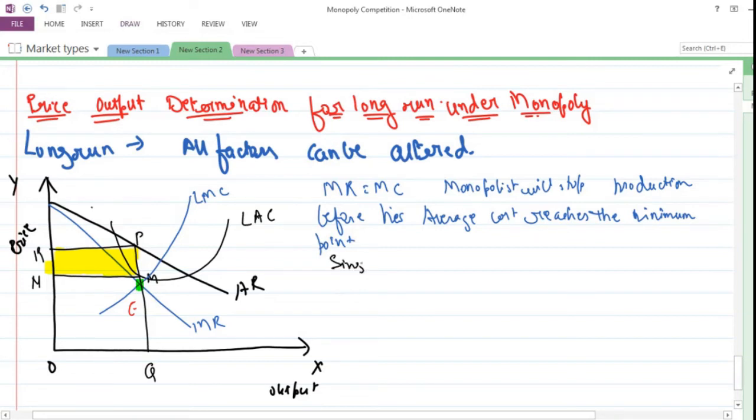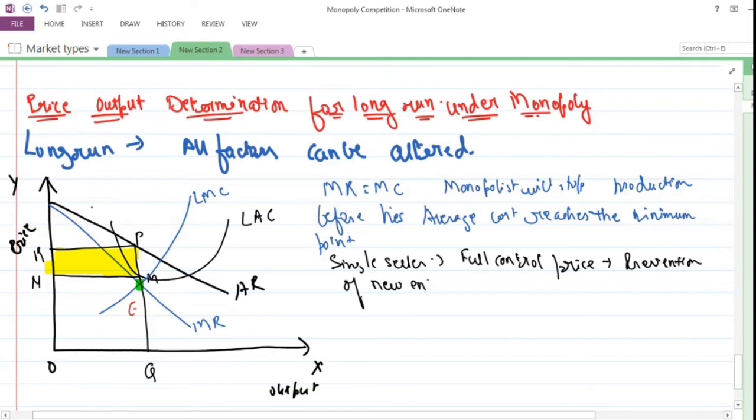Single seller, full control of price, prevention of new entrants. Why? Because when new companies are trying to enter, he reduces his price to such an extent that the new companies might not find it feasible to enter into the market.